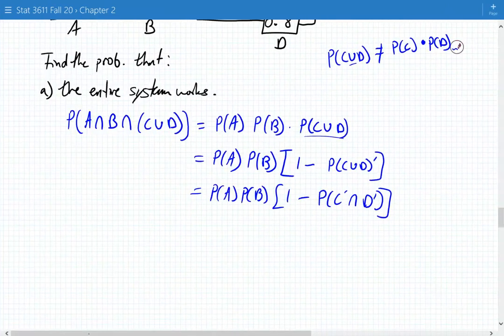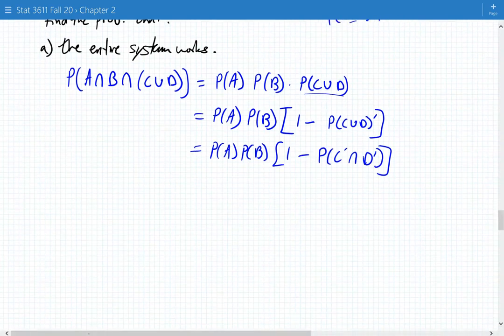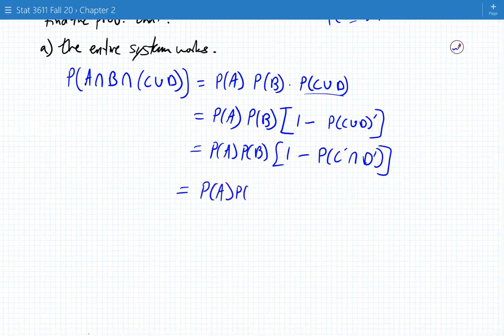So introduce the complement in order to get the (C or D) prime component. Once I've got the prime on the or, I can use De Morgan's laws to change that to an intersection, okay? But C and D are independent. So this is 1 minus the probability of C prime times the probability of D prime.